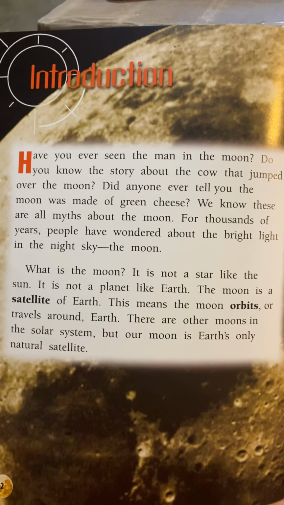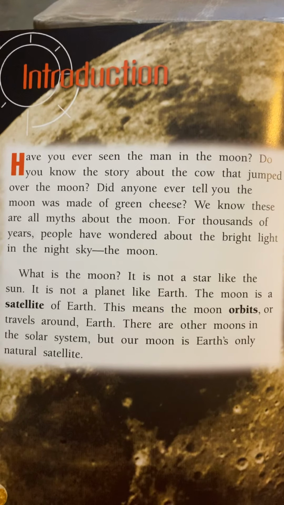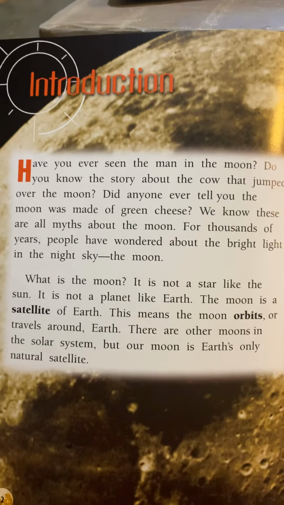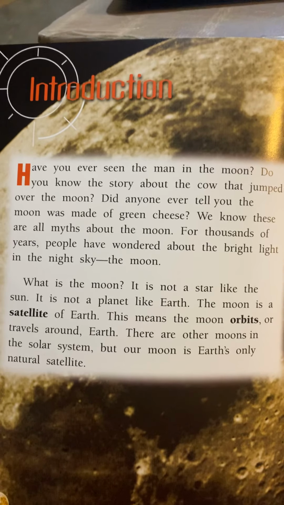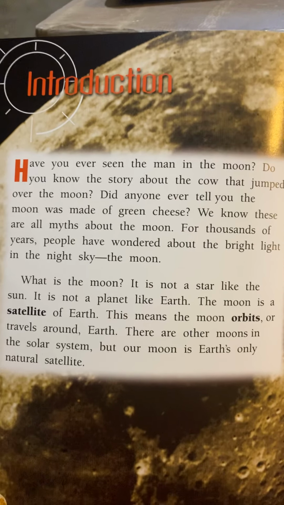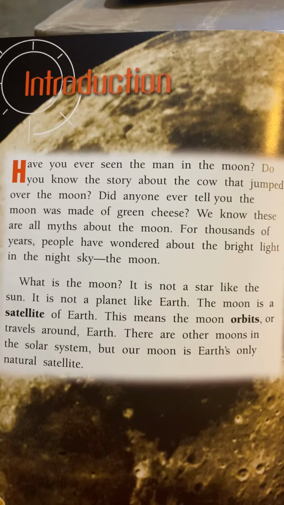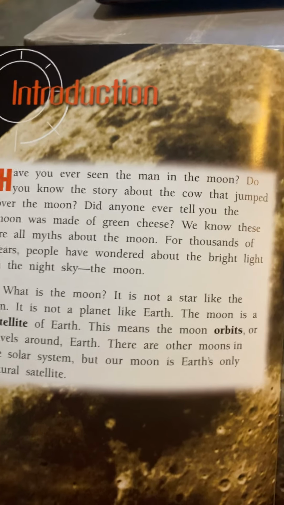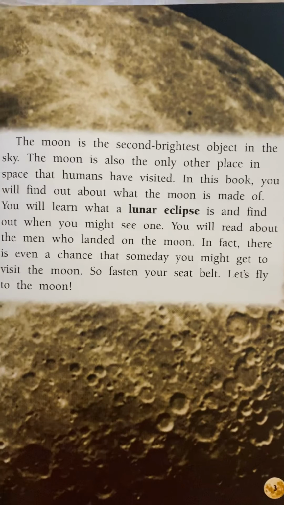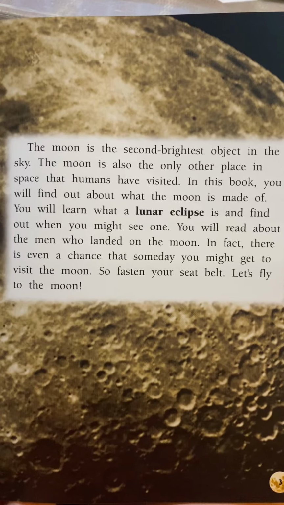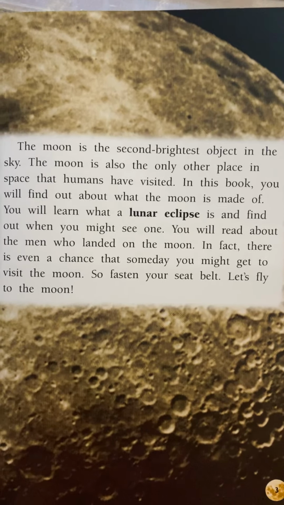What is the moon? It is not a star like the sun. It is not a planet like Earth. The moon is a satellite of Earth. This means the moon orbits or travels around Earth. There are other moons in the solar system, but our moon is Earth's only natural satellite. The moon is the second brightest object in the sky. The moon is also the only other place in space that humans have visited.